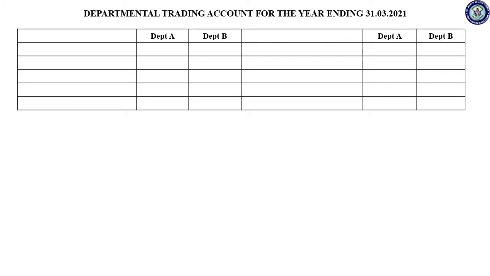You have to start with the opening stock. If you want, you can add one total column on both sides. So start with the opening stock, which is 30,000 and 40,000. After opening stock, they have given purchases including transfer. You can take it including transfer.